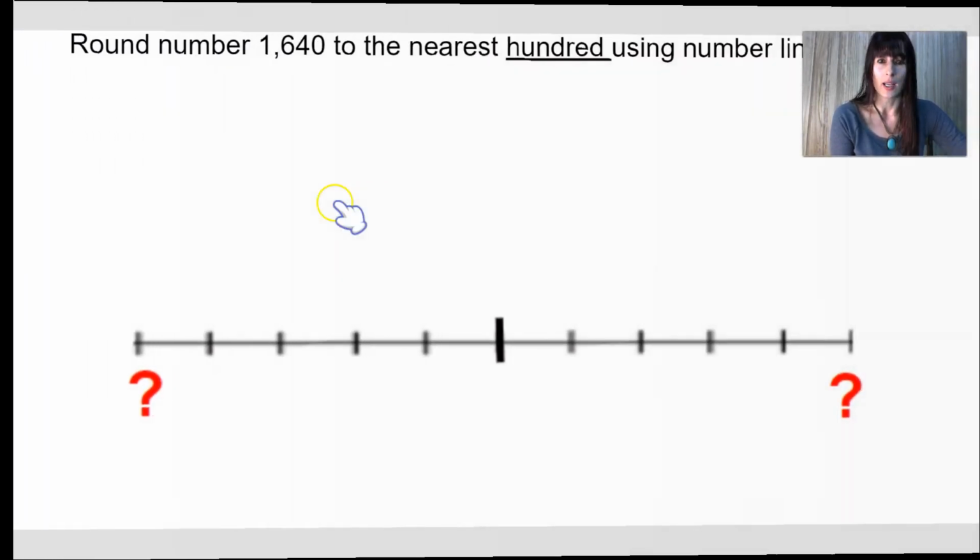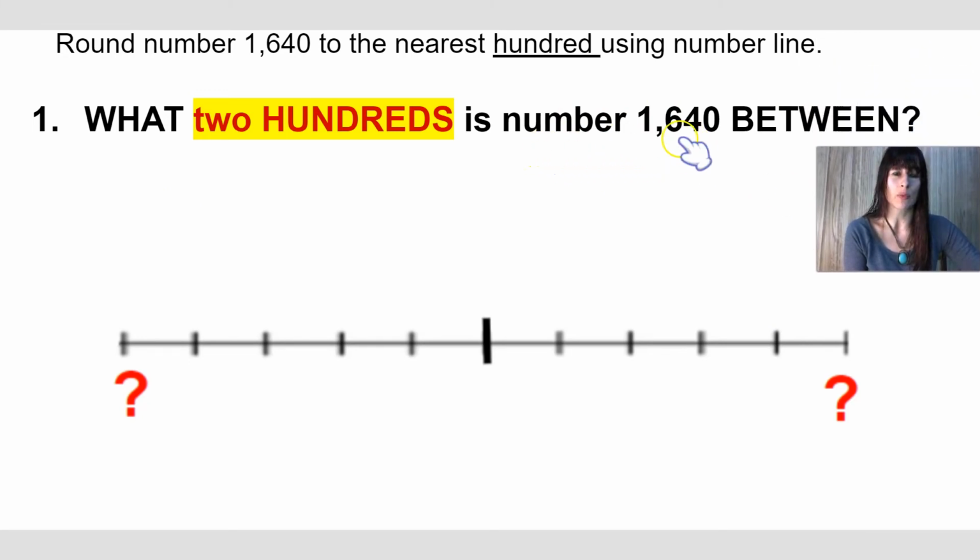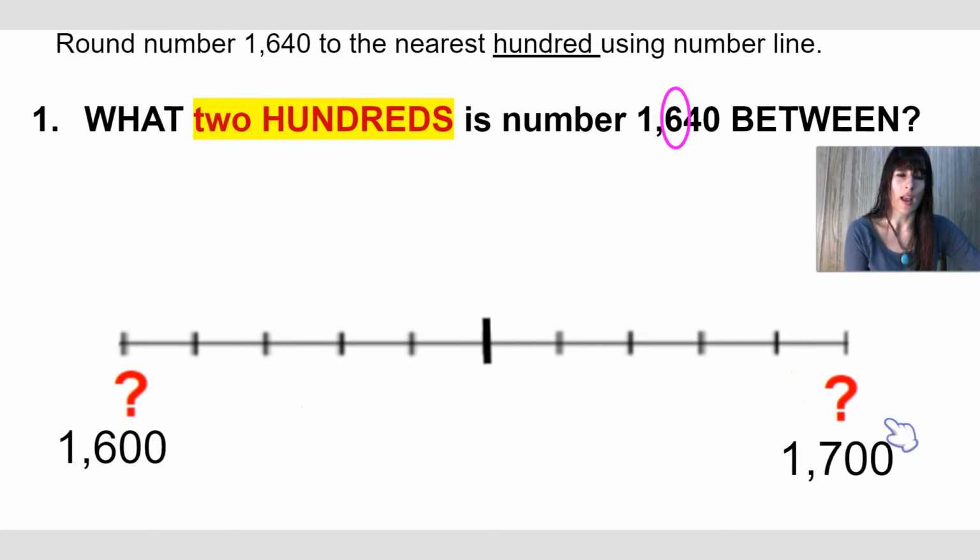It's a great strategy. So the first thing you do if you have to round the number 1,640 to the nearest 100 is you first ask yourself, what two hundreds is the number 1,640 between? Now, what I do is I circle the number that the teacher is asking me to tell her. So in my number, the hundreds place value is the number 6. So I can say the 100s that the number 1,640 is between are 1,600 and 1,700.